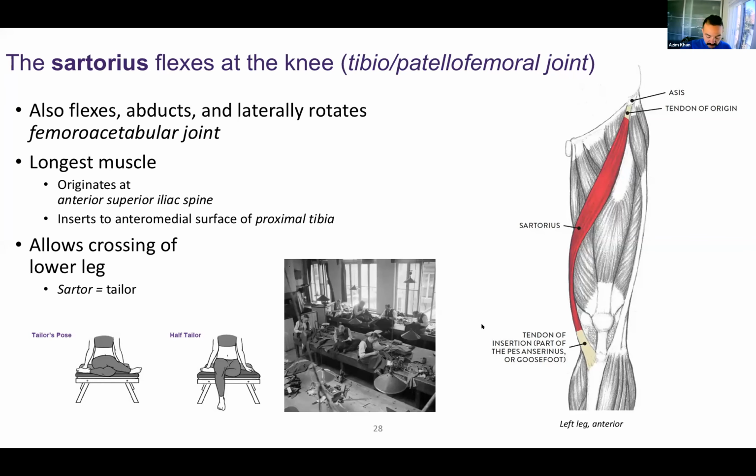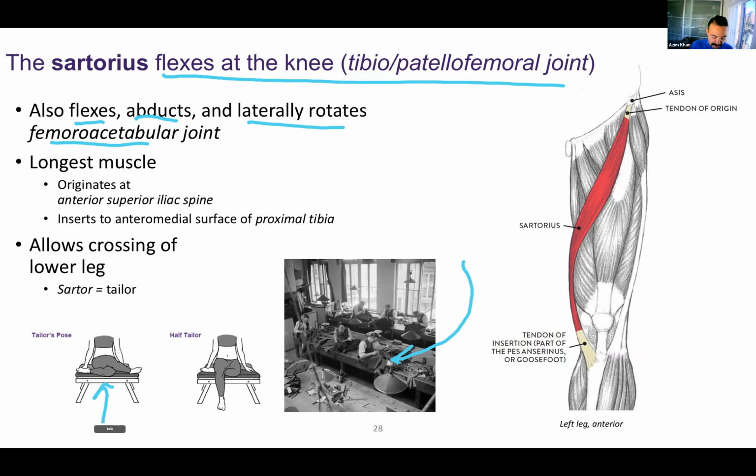Slide 28. The sartorius can do many things. You can flex your tibiofemoral joint because of its medial location. It also flexes your hip, abducts your hip, and laterally rotates your hip. The reason why it's called sartorius, the word sartor means tailor. Tailors back in the day, and who knows now probably, sit cross-legged to do their work.